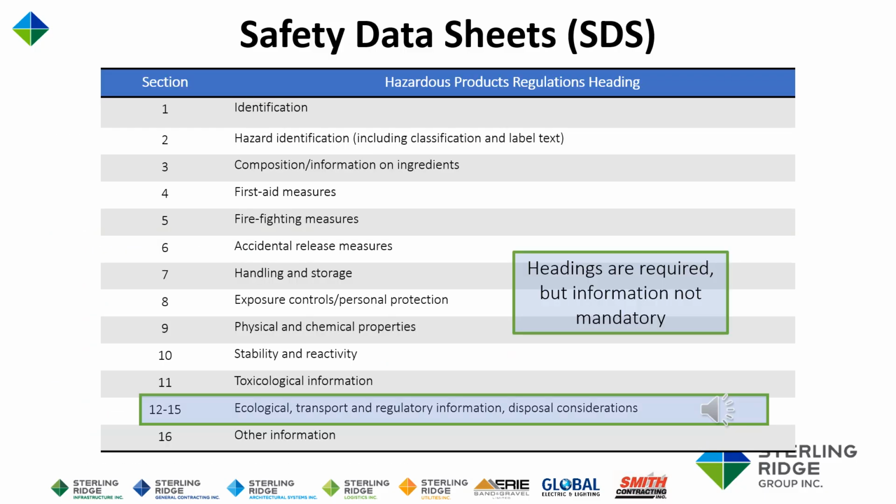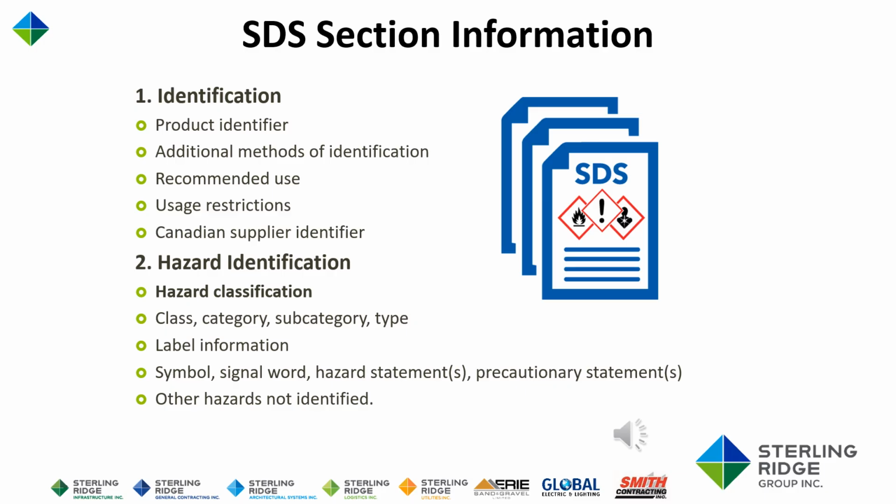Hazardous Products Regulations headings: Identification. Hazard identification, including classification and label text. Composition/information on ingredients. First aid measures. Firefighting measures. Accidental release measures. Handling and storage. Exposure controls/personal protection. Physical and chemical properties. Stability and reactivity. Toxicological information. Ecological information. Transport and regulatory information. Disposal considerations. Other information. SDS section information.